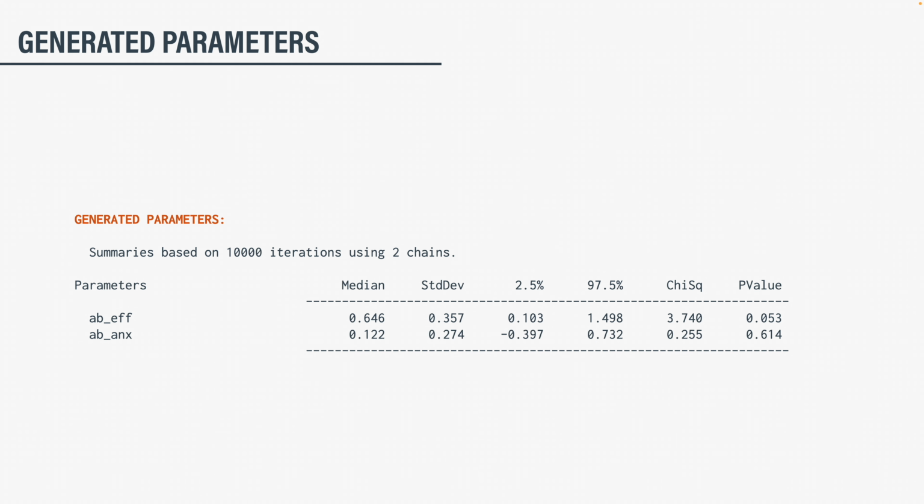The generated parameters table now has two indirect effects listed. And again, we want to ignore the MCMC Sobel test and focus on the 95% intervals. The indirect effect via self-efficacy is significant at p less than 0.05 because 0 is outside of the interval, but the indirect effect via anxiety is not significant because 0 is within the interval.